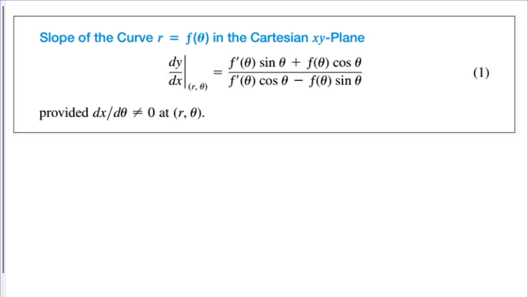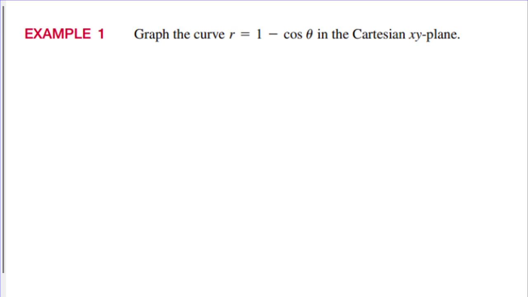We do have a slope for the curve f of theta in the Cartesian plane. None of the examples use this, but you can find the slope of a curve in polar form by taking the derivative dy/dx, which is the first derivative of f times sine theta plus f of theta times cosine theta, all over the first derivative of f times cosine theta minus f of theta times sine theta. The book derives that formula as well. There are a couple example problems in the homework that will use that formula.